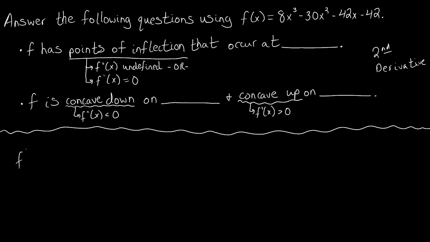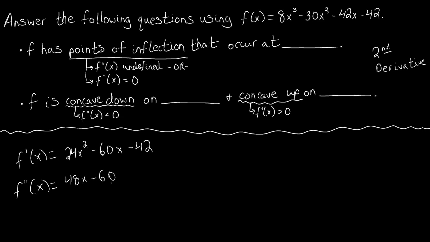So if we take f prime of x, we see that f of x is this, so we can use the power rule to take its derivative. So we'd get 24x squared minus 60x minus 42. That's our first derivative, but we were talking about using the second derivative, right? So let's take the derivative once again, take the derivative of our derivative. So we get 48x minus 60. So this is our second derivative.